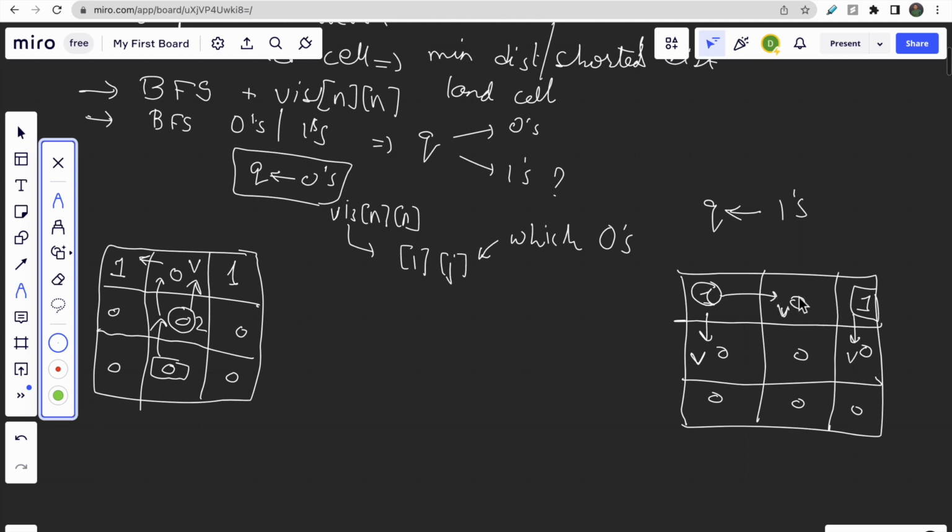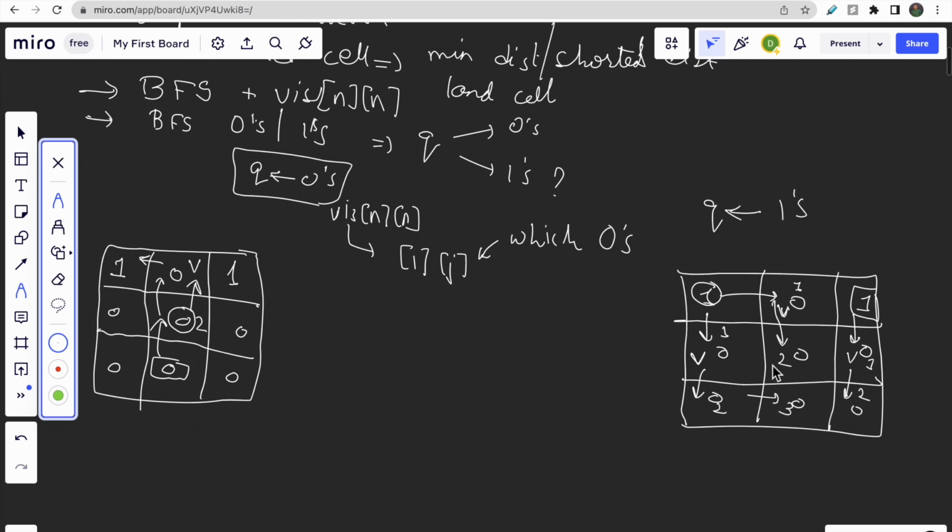Why didn't this cell visit this? Do we have any issues? Will there be any change in the answer? No, because whichever land cell visits the water cell, we don't have any issue, correct? So for this cell we will get answer 1, for this also 1, this also 1. Now after here this will go to here, and this will go to here. We will get 2, 2, 2 as our answer, and let's say this will go to here, so we will get 3 as our answer.